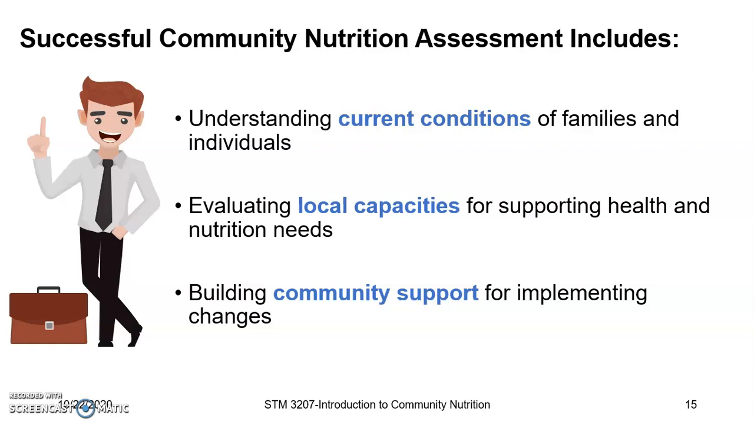adalah the allocation for supporting health and nutrition needs. Sebagai contoh macam rancangan makanan tambahan, kan? And then kita ada bakul makanan untuk kanak-kanak yang berumur 6 tahun ke bawah dan sebagainya. Dan yang ketiga, building community support for implementing changes. Okay, so kita mampu untuk membangunkan support system di dalam kalangan komuniti bagi melaksanakan segala perubahan ke arah penambahbaikan perkhidmatan kesihatan. Okay, understood?